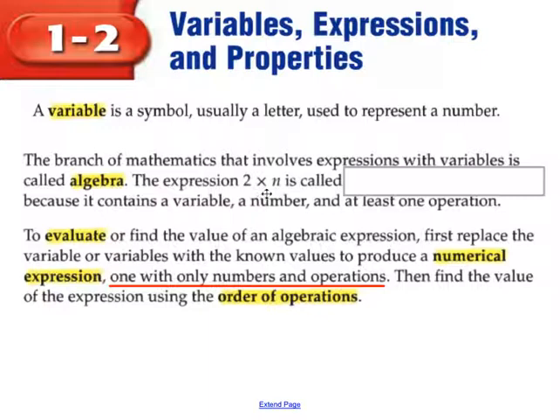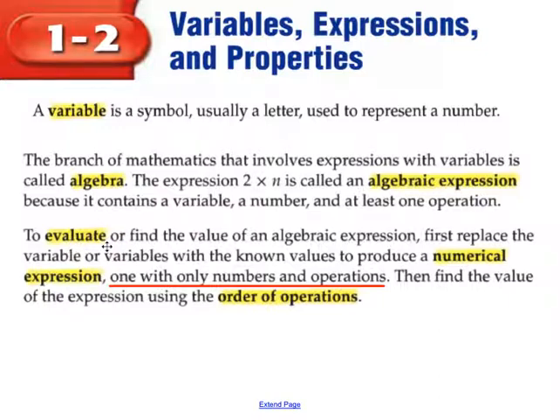The expression 2 times n is called an algebraic expression because it has a variable and a number, and it has at least one operation. Multiplication is the operation. So we call that an algebraic expression.